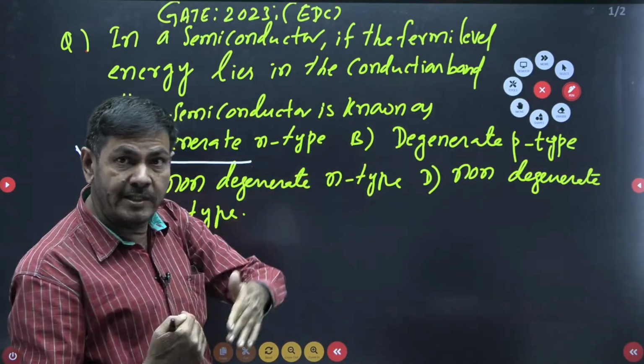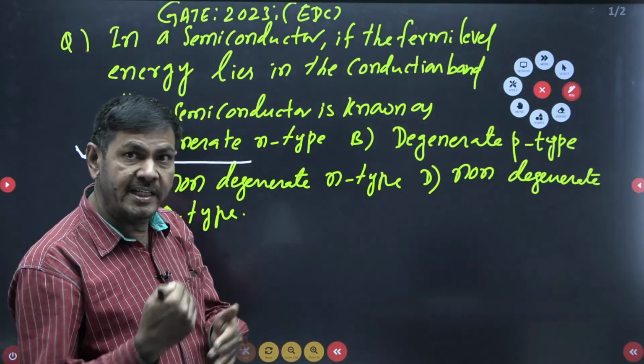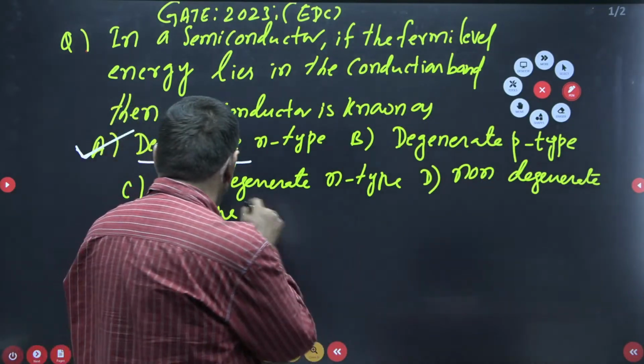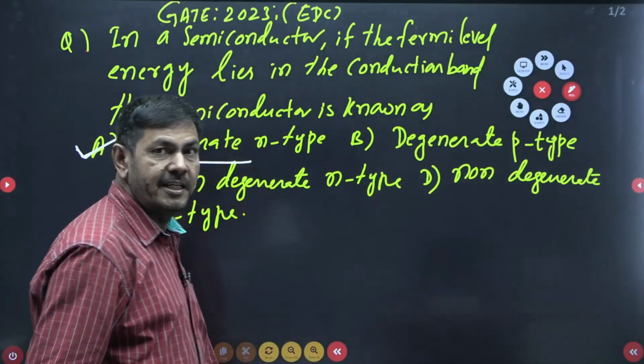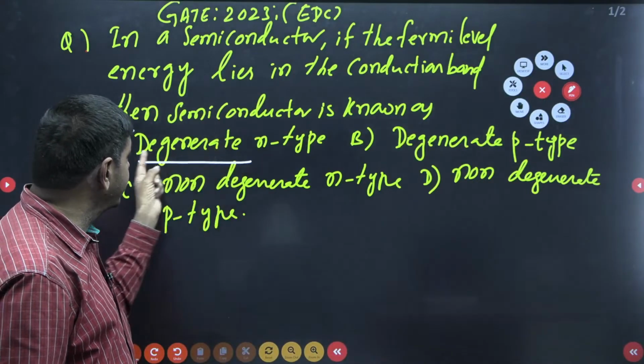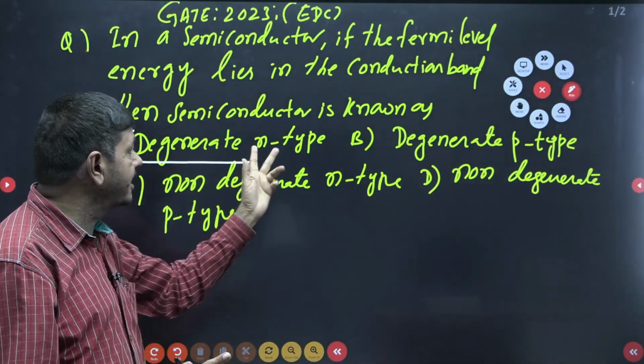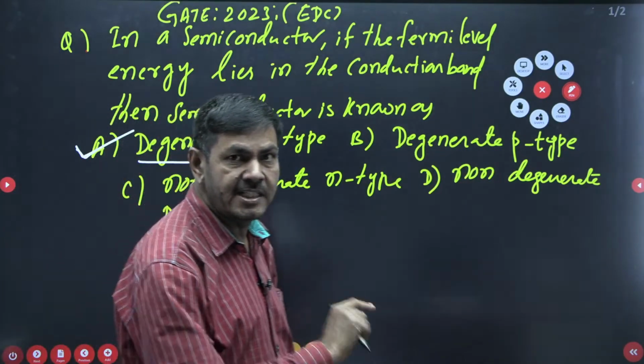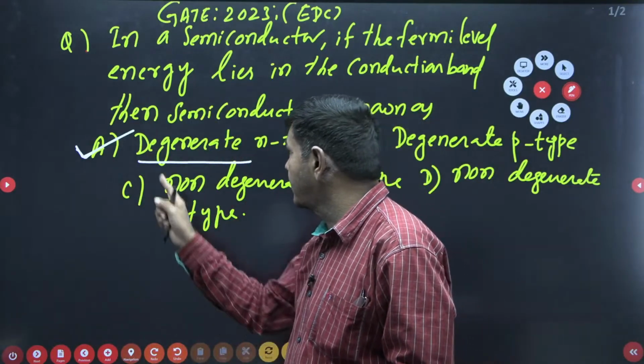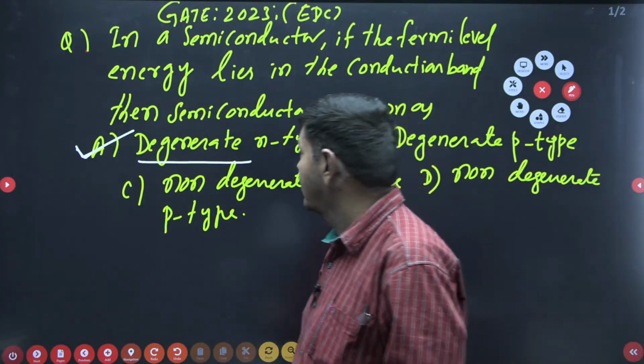If it is below the conduction band, you can say it is a non-degenerate semiconductor. Anyhow, here it is lying in the conduction band, that's why it is degenerate. It is towards the direction of the conduction band, so 100% it is an N-type extrinsic semiconductor. Finally, we can say the type of semiconductor is a degenerate N-type extrinsic semiconductor.